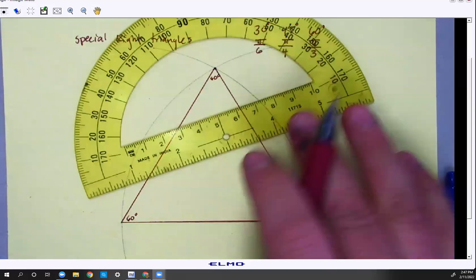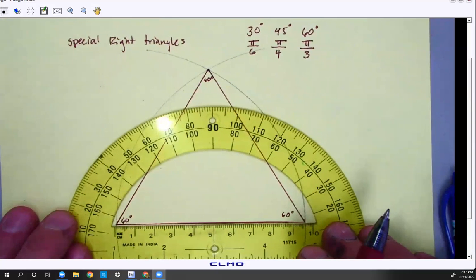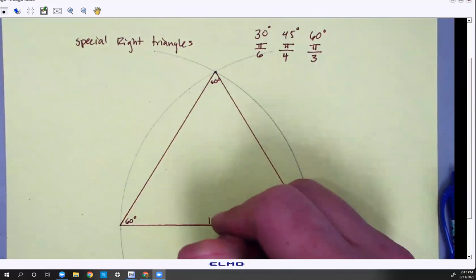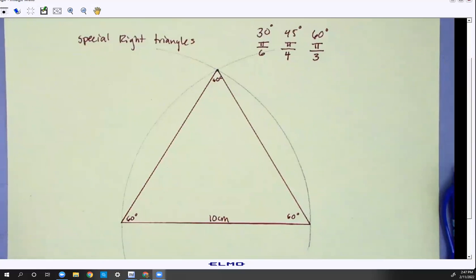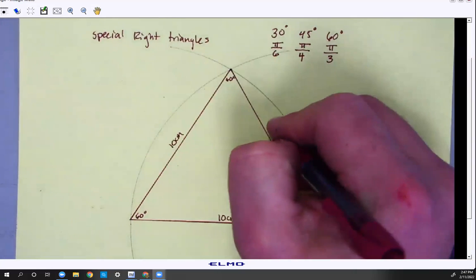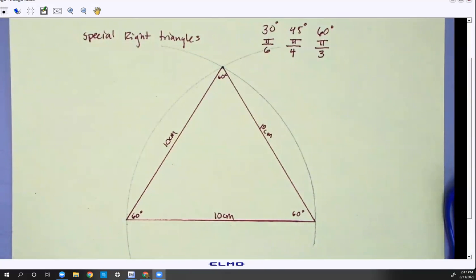If I measured how long this length is, it looks to me like it is about 9, almost 10 centimeters. I'm just going to pretend like it is 10 centimeters. That means that this one over here is also 10 centimeters, and this one over here is 10 centimeters too. That's an equilateral triangle. That's what equilateral triangles look like.